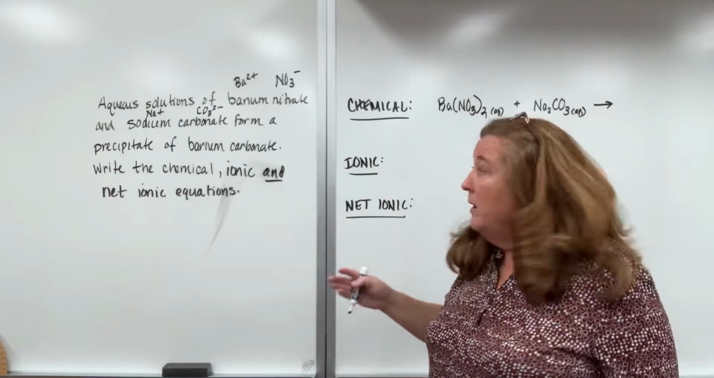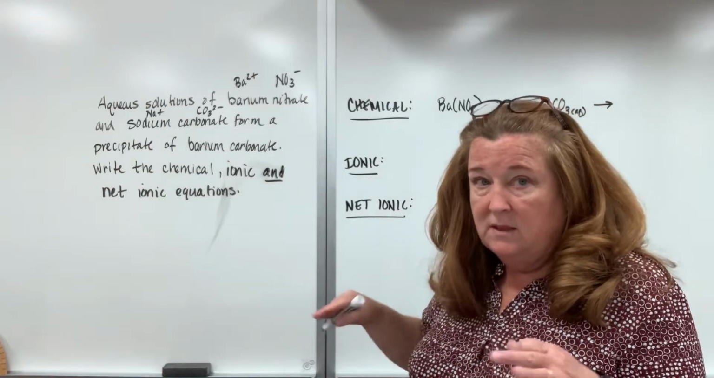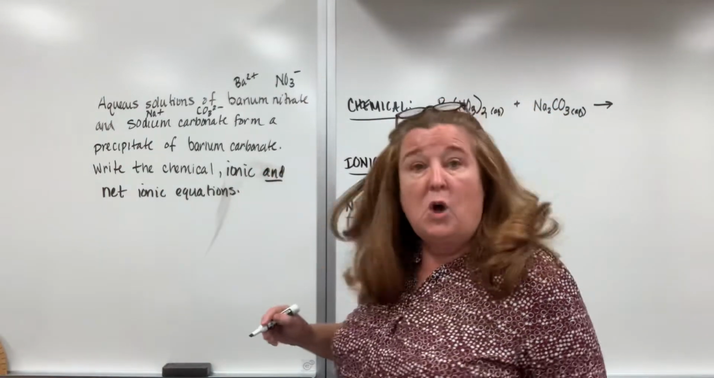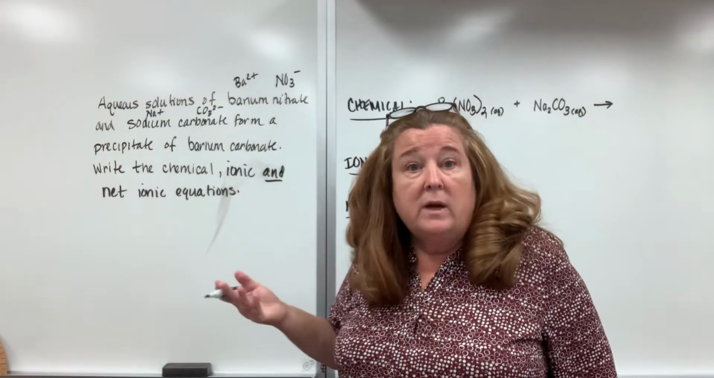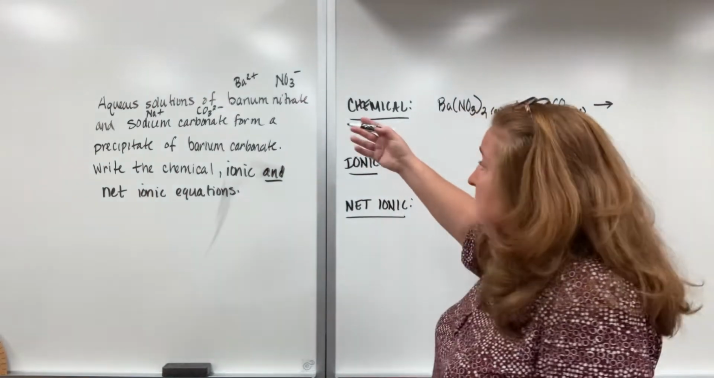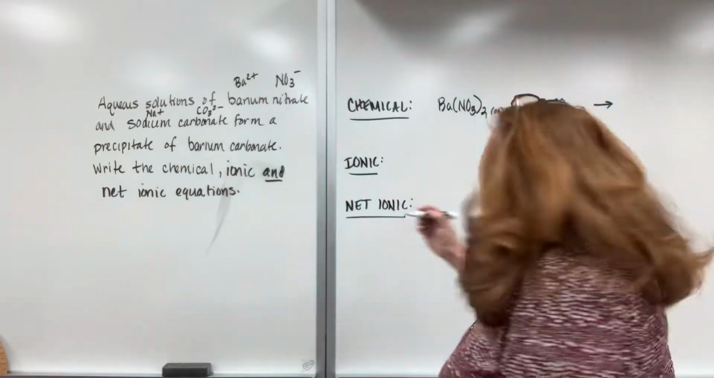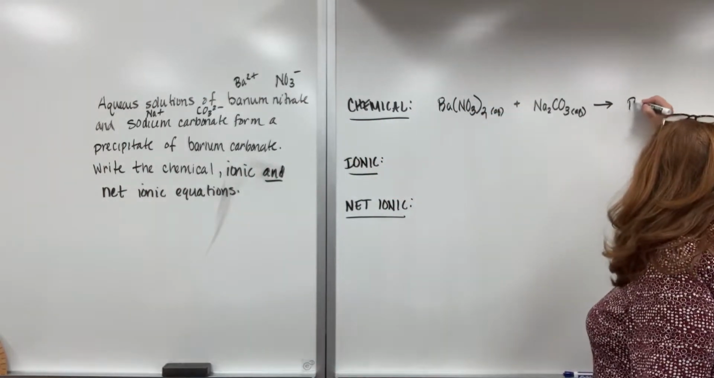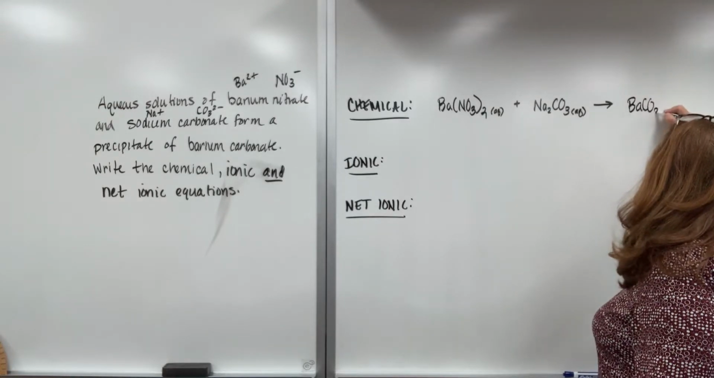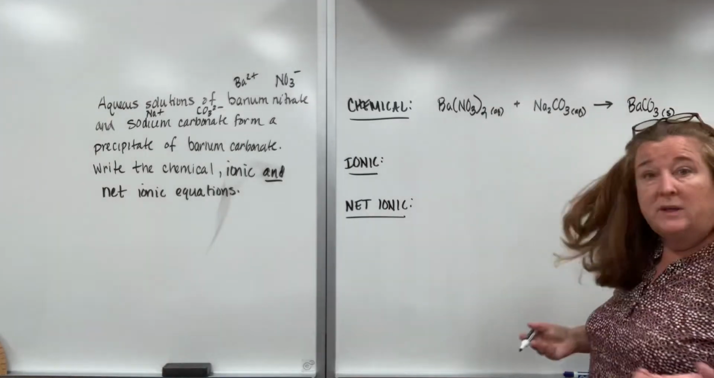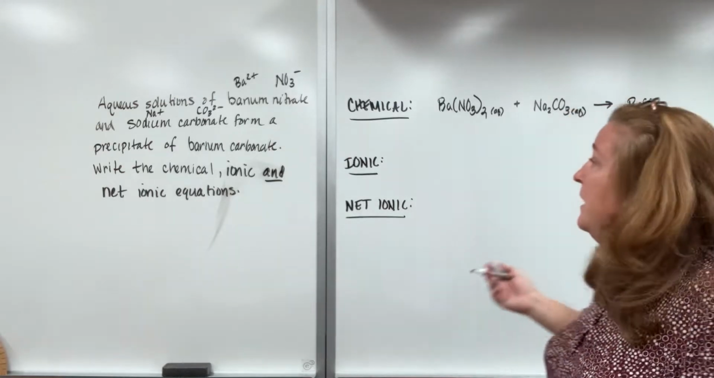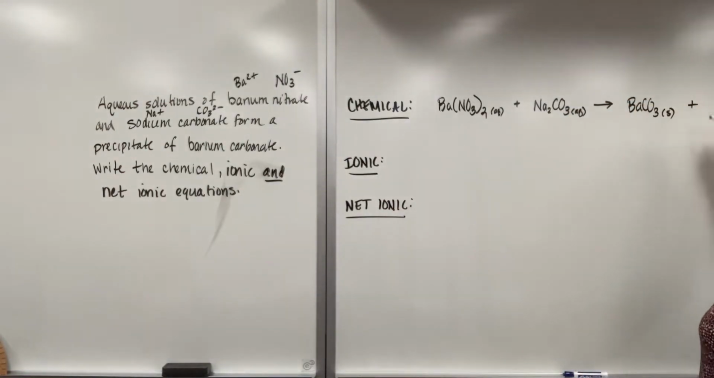So these two are going to react together, and they were nice. They told me one of the products, they have to, because if there's no precipitate, there's no reaction. It says barium carbonate is going to be one of the products. So barium still has a +2, carbonate is still a -2. So one of the products is this precipitate, which means it's a solid, so I'm going to put a little s there. Okay, and then there has to be another product because this is a double replacement.